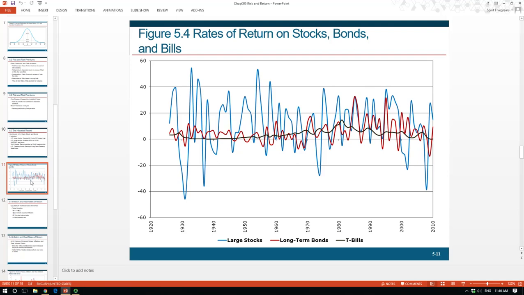Now compare this to long-term bonds. You would say long-term bonds also fluctuate, but the magnitude is much smaller, though not as small as the fluctuation that you can observe for T-bills. So from this picture, you would say, hey, definitely it's safe for you to say that large stock is more volatile than long-term bonds and more volatile than T-bills.